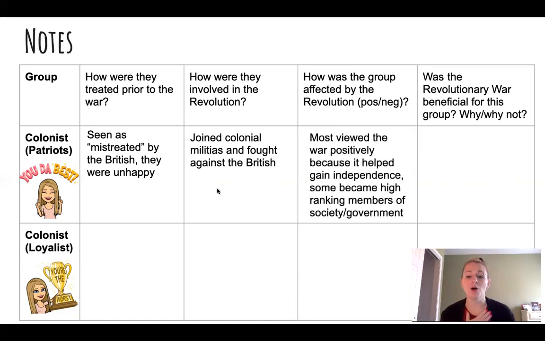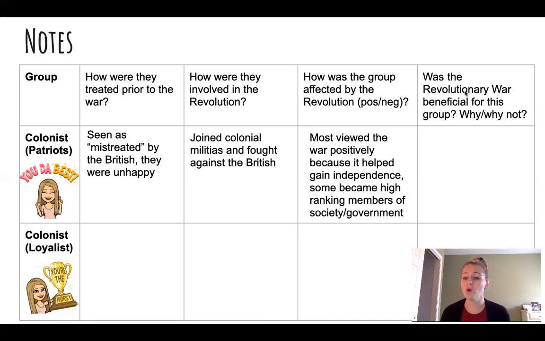Then the next column that we're looking at is how this group was affected by the revolution. Was it in a positive or negative way? Most people on this side would view their life because of the revolution as being affected in a positive way because they were able to gain independence, and some people that participated were able to become high-ranking members of society and government, like Alexander Hamilton, for example.